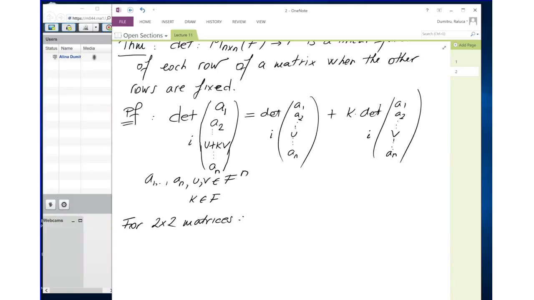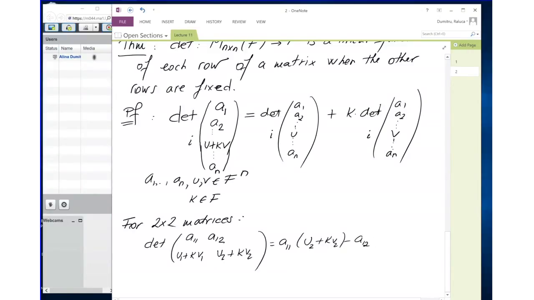Two matrices look like this. Row two, I have U two plus kV one, U two plus k. It's going to be A one times k minus A.